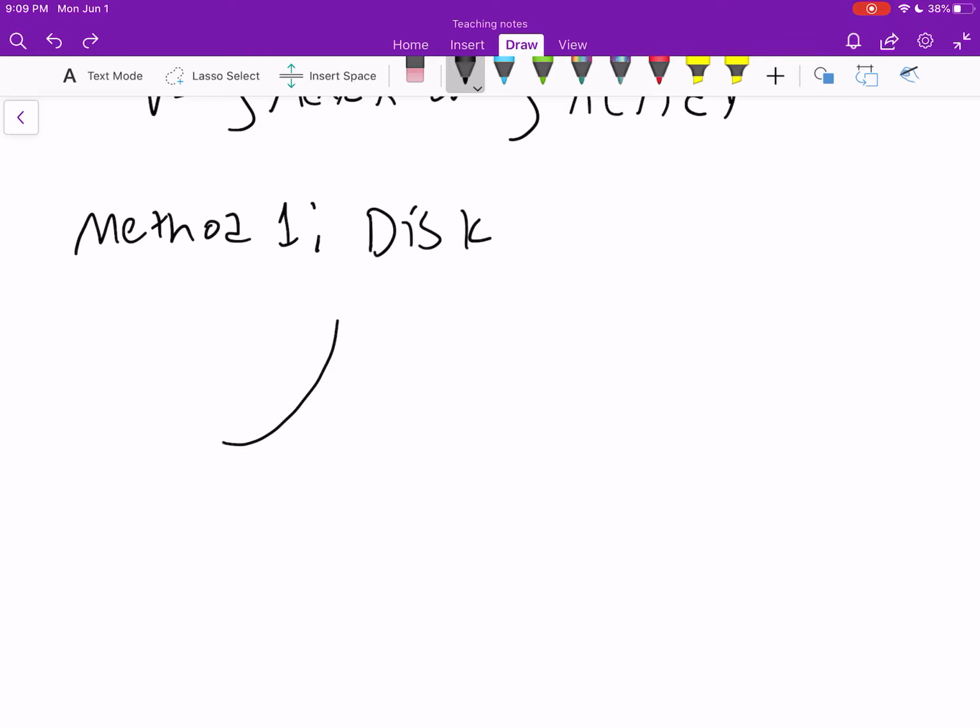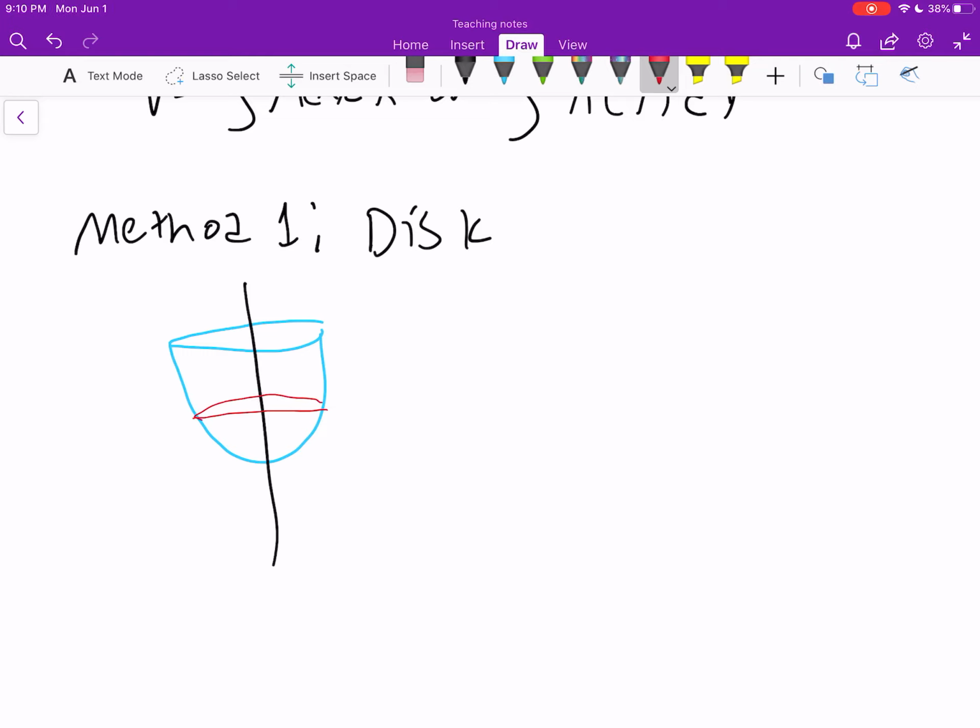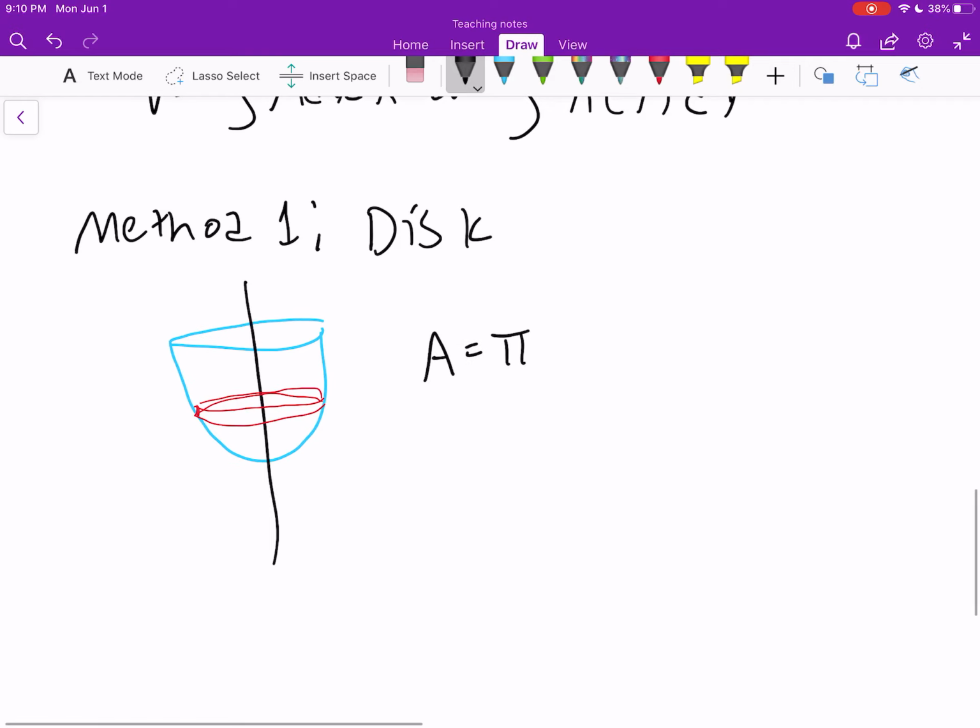Let me use different colors. So if I have this shape and I revolve around this axis down the middle, then I obtain a solid there. The idea is, if I cut into this in this direction, then these cross sections are circles, and I can make a cylinder out of this. So the idea behind the disk method is I can write down the area of the cross section as pi r squared. So it's just the area of a circle.